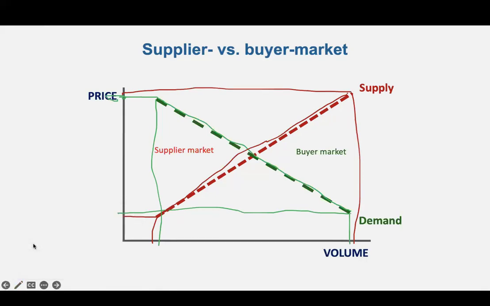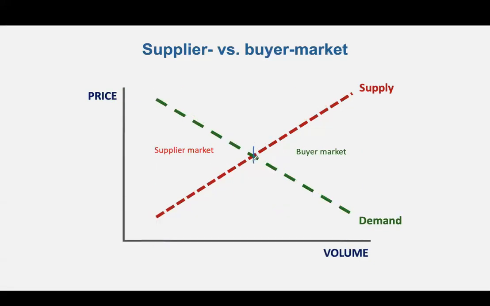Now, there is one intersection here, the point where the supply and demand lines intersect each other. This point is called the equilibrium point. On the left side of this point, we have supplier market, and on the right side, we have buyer market. This means that on the left side of this point, demand is high and supply is low.